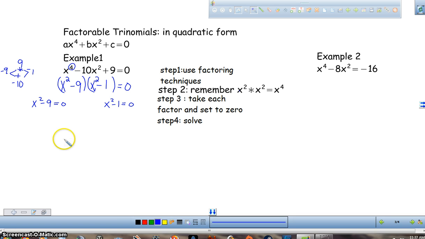And I can factor this one a little bit further, or we could use the square root property. I think that's what I'm going to do here. So I'm going to add 9. So x squared would equal 9. And then if I were to take the square root of both sides, x would equal plus or minus 3. So I took each factor and set it to 0, and then I used that square root property.